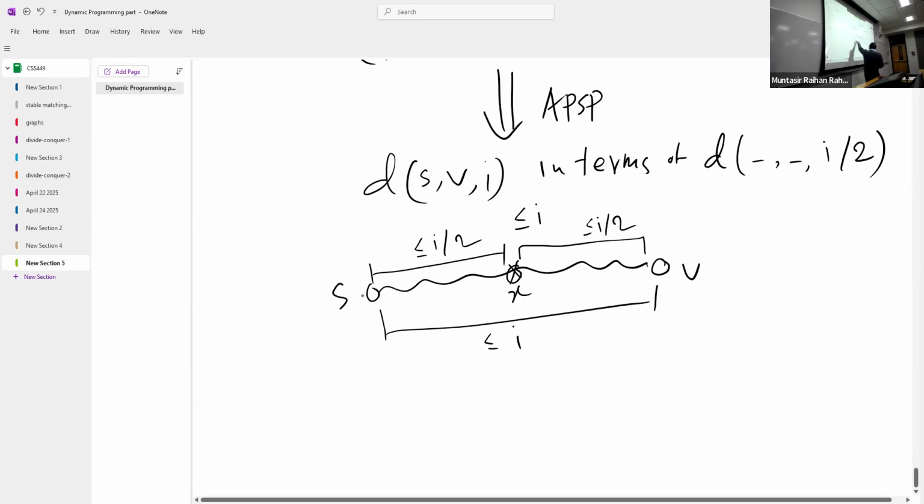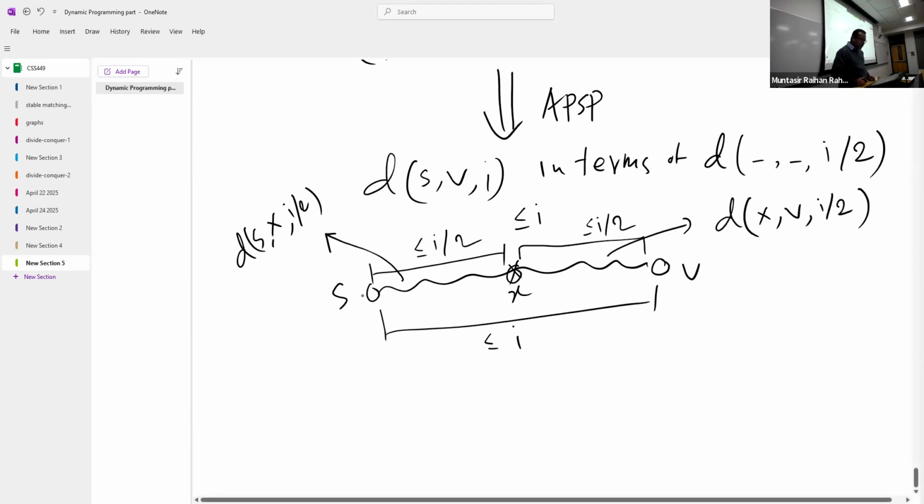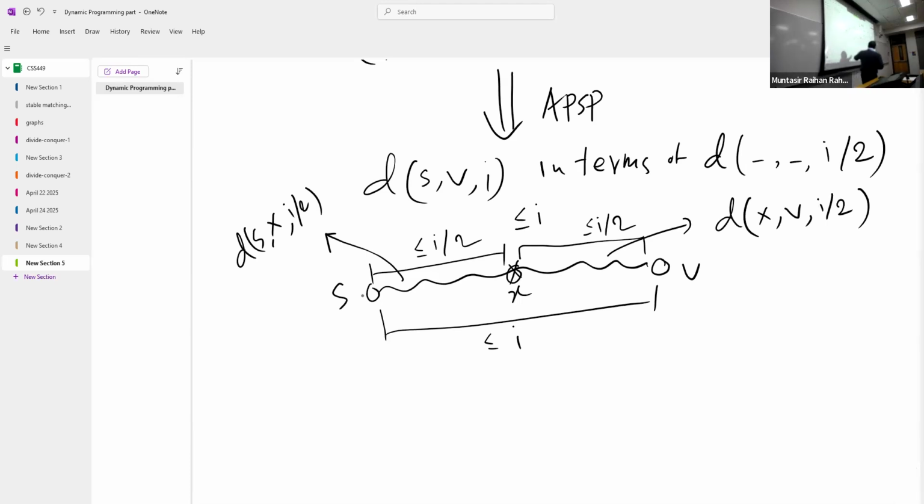And now this path is represented by D from S to X with hop count less than or equal to i by 2, and this path is D of X to V with hop count i by 2, right? Does that make sense? Now, in the single source shortest path, we were decreasing the hop count by 1. And here in the all pair shortest path, we are decreasing the hop count by i by 2.